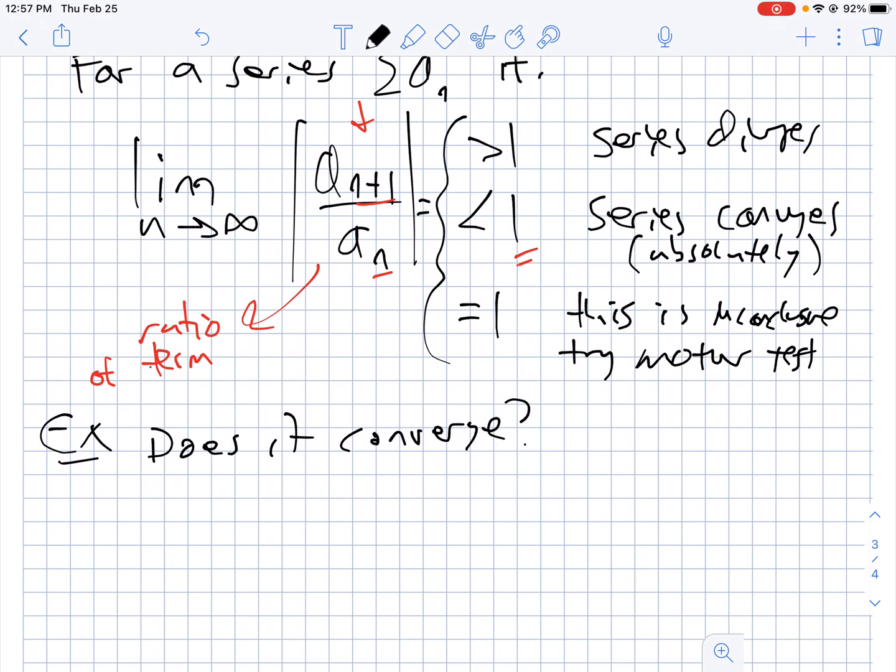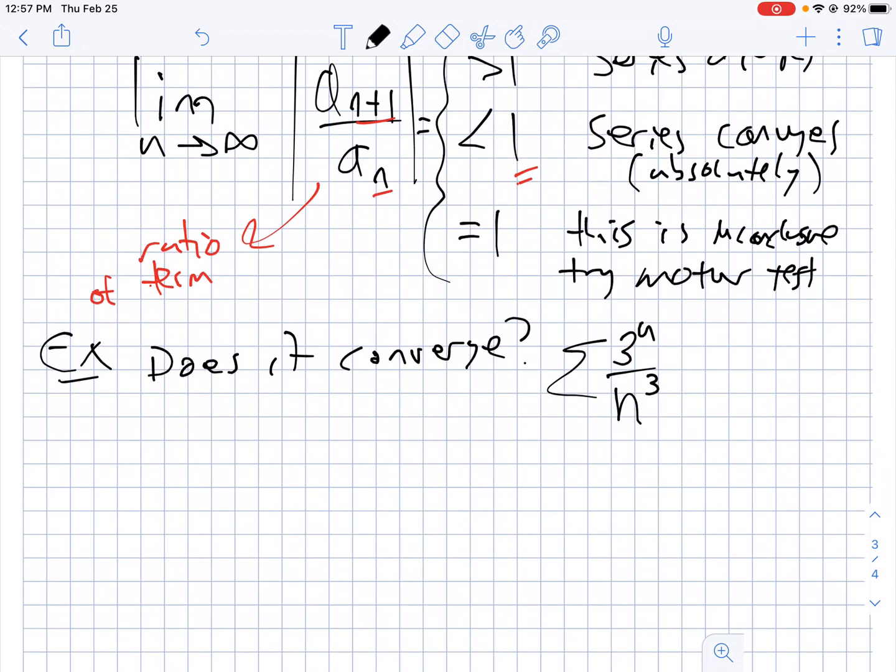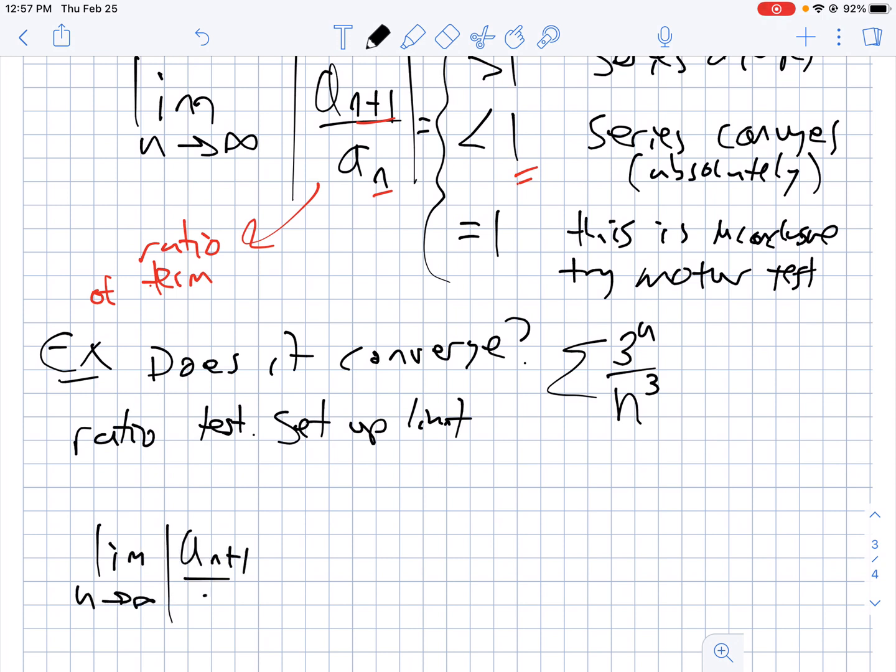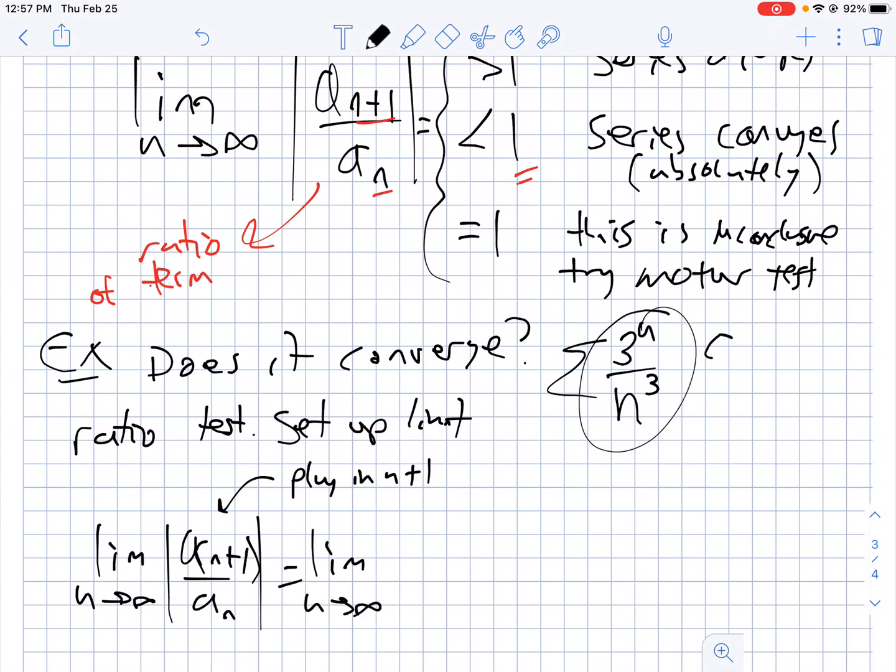Okay, so what we're going to do, let's say we have the series 3 to the n divided by n cubed. Okay, we see 2 exponents, so that's a good point to use the ratio test. So let's go ahead and set up the limit. We're going to take the limit as n goes to infinity of a sub n plus 1 over a sub n. What that means is you're just going to plug in n plus 1 on top. So you're going to replace all the n's with n plus 1s. So this is like your a sub n. If you want to do a sub n plus 1, you just replace the n's with n plus 1s.